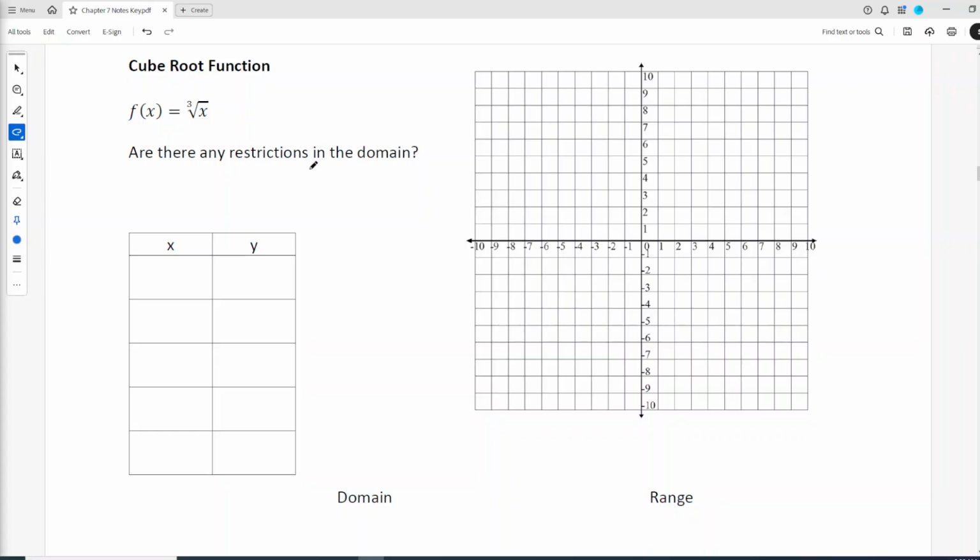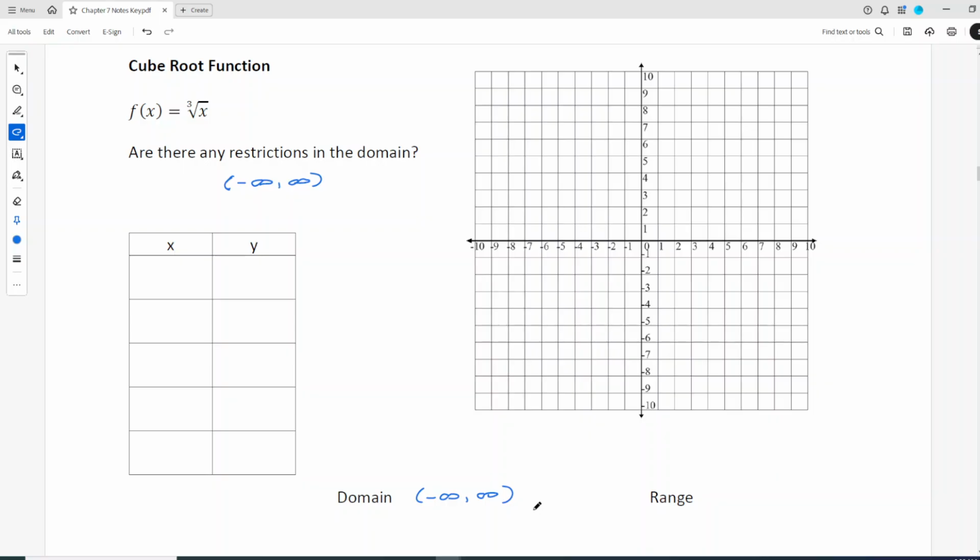Is there anything that you can't take the cubed root of? Well, the answer is no. There are no restrictions in your domain. You can choose anything from negative infinity to infinity, right? X is an element of the real number system. This is going to be the domain of my graph. What we want to look at is what's the range and how would we graph this?